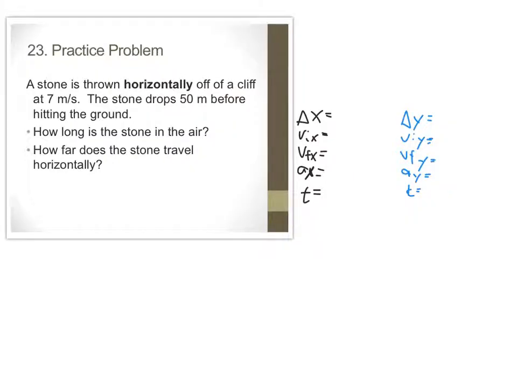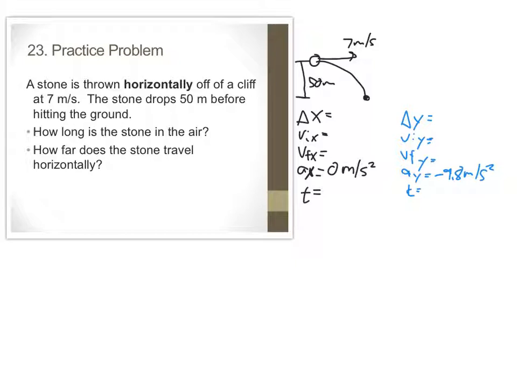Alright, so for this first practice problem, the first thing I'm actually going to do here is draw a little picture. So I'm going to start with my stone here, which is thrown horizontally off of this cliff at a speed of 7 meters per second. And it's going to drop a distance of 50 meters before landing on the ground below. And so we're going to go ahead and set up everything we know in both the x and y direction. Now, there's two ones that we always know, and that is the accelerations. We know our x is going to be 0, and we know our y is going to be negative 9.8 meters per second squared.